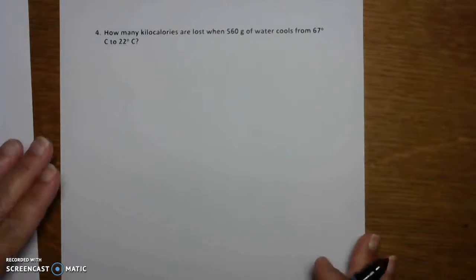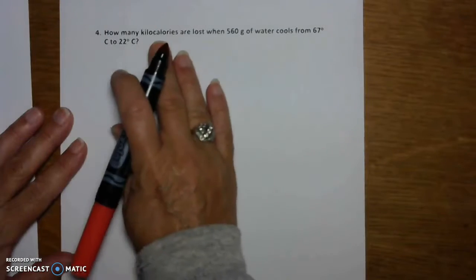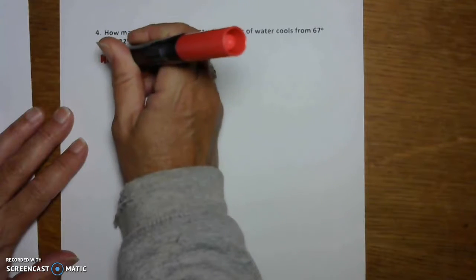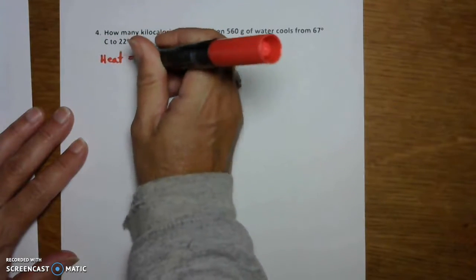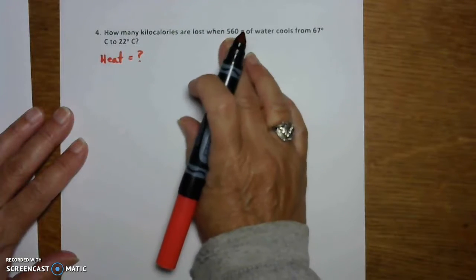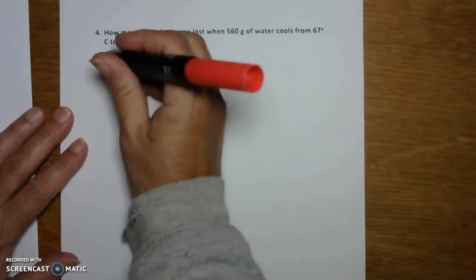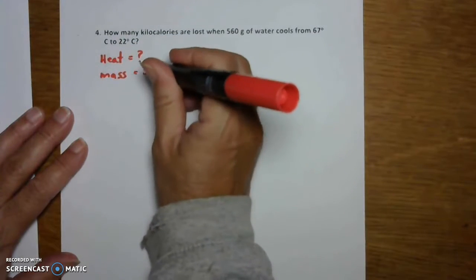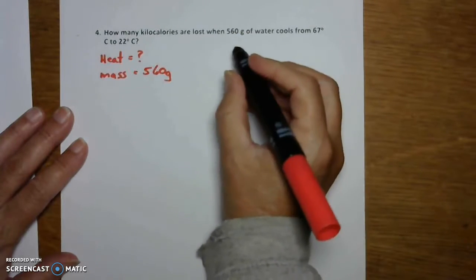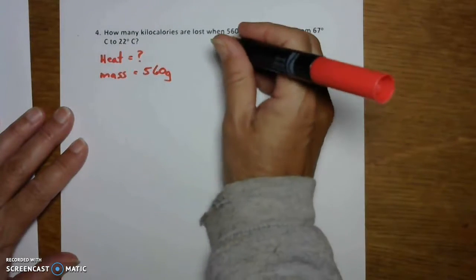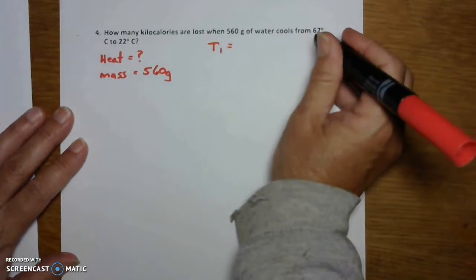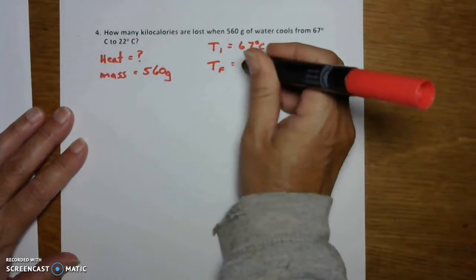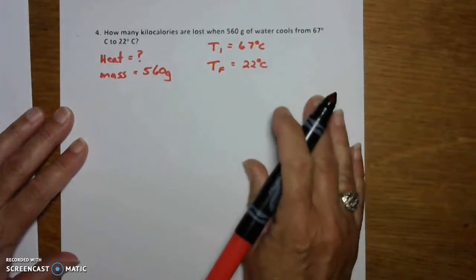Okay, so let's look and see what they've given us and what we don't know. How many kilocalories? They're looking for heat. So heat, we don't know. That's what we're looking for. The mass is 560 grams. The initial temperature is 67 degrees Celsius, and the final temperature is equal to 22 degrees Celsius.